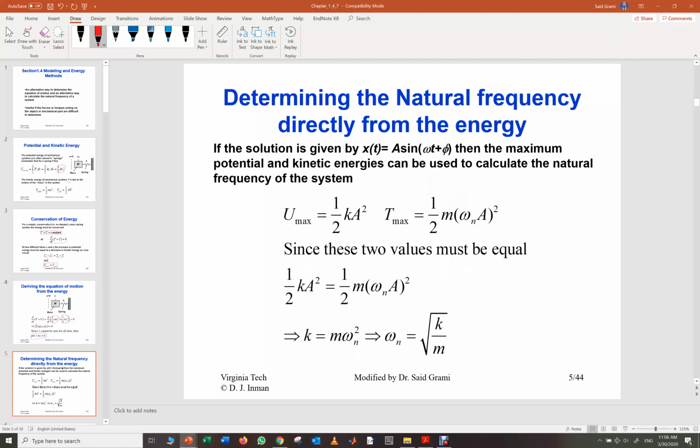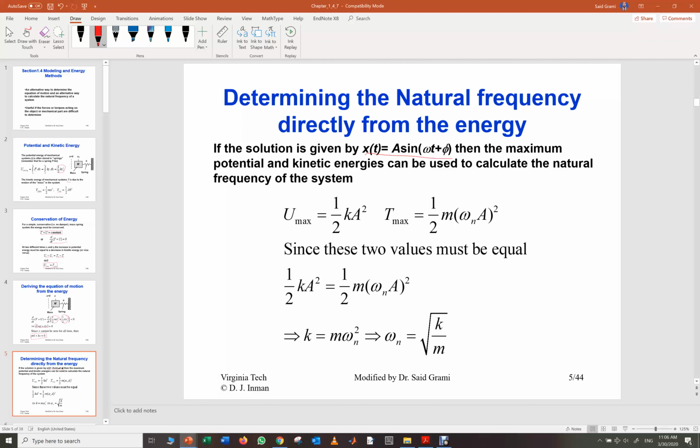Determine the natural frequency directly from the energy. Now we are going to see how to find the natural frequency using the concept of energy. If the solution is given by x of t equals A sin(omega t plus phi), this is the solution of the system. We assume that it's given by this equation. Then the maximum potential and kinetic energy can be used to calculate the natural frequency of the system.